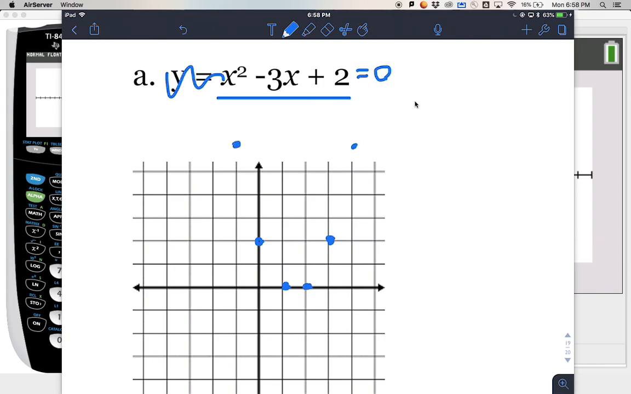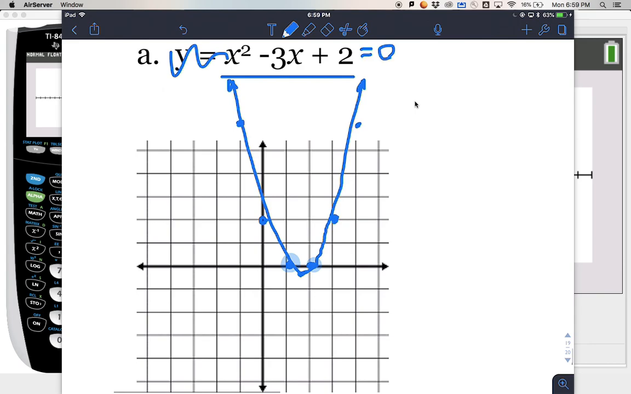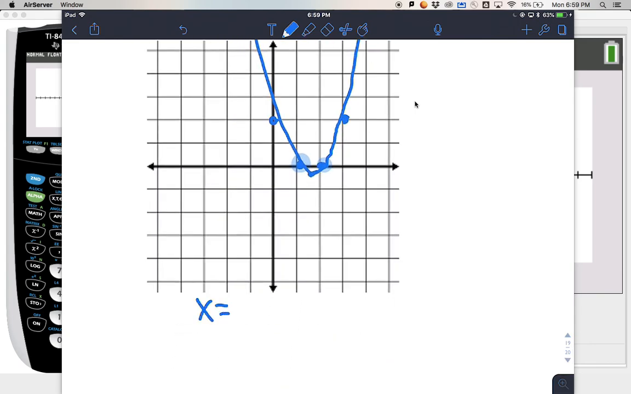Negative 1, 6. Now with this one here, you can see symmetry happening, and it's between two x values, which is kind of annoying because that means the vertex might be somewhere about right there. So it's kind of hard to get the vertex on these, but really we're not concerned so much about the vertex. We're concerned about these x-intercepts. So we can say the two x-intercepts are the two solutions to this equation, x equals 1 and x equals 2.